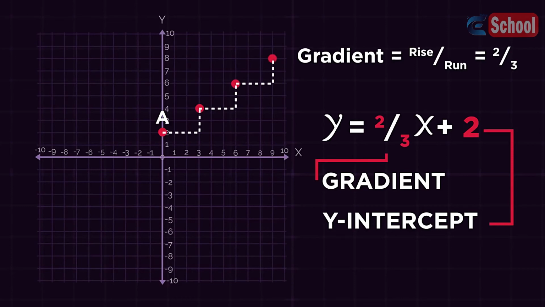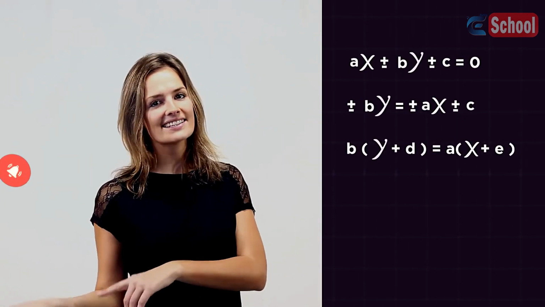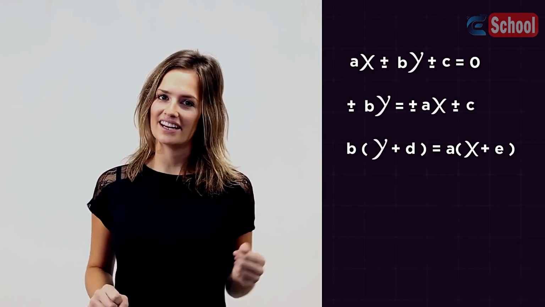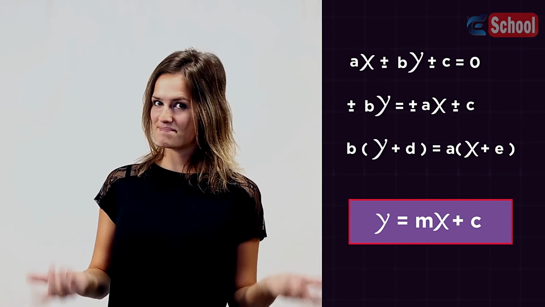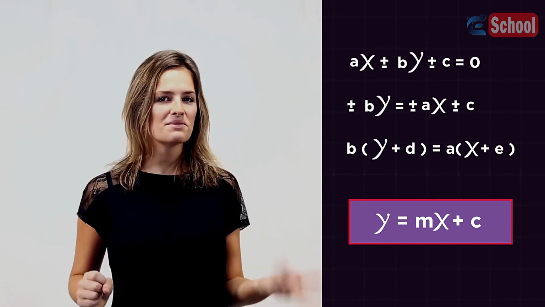So there we have rearranging straight lines algebraically. We just need to recognise that any equation with an x and a y will be a diagonal straight line. And it might also have a c number too. And we may want to rearrange into the y equals mx plus c form, as it's much easier for finding the gradient and the y-intercept.